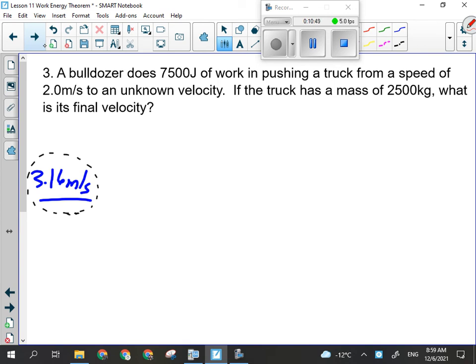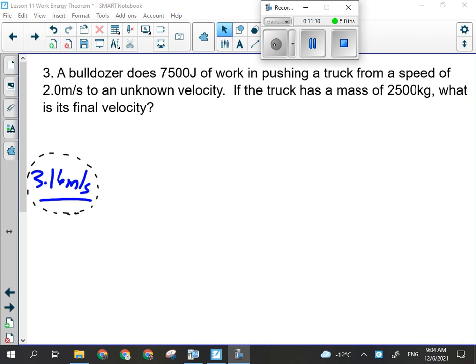Okay, so this one we've got a bulldozer pushing a truck from 2 meters per second to an unknown velocity. We know the mass of the truck. We're looking for its final velocity. That is its final velocity, so you can check and see if you did it right. 3.16. So I'll give you a couple minutes on that. Same idea as before.